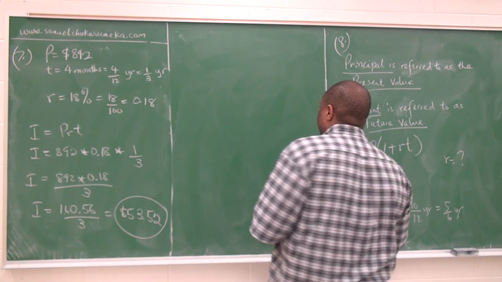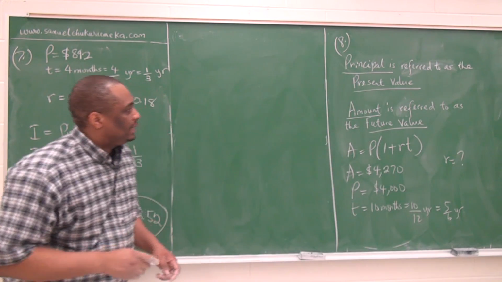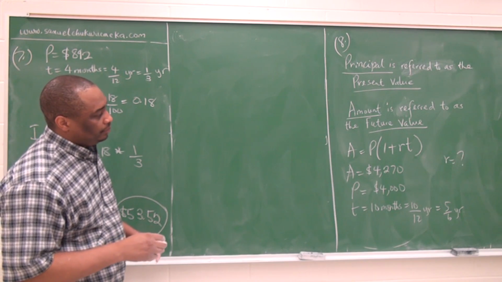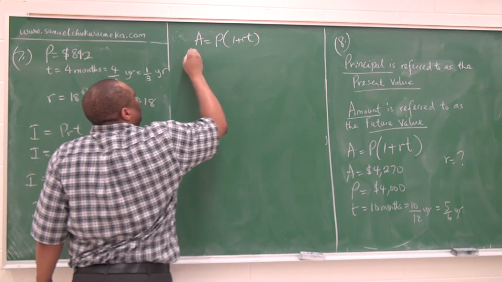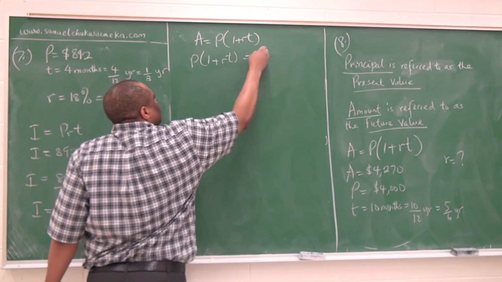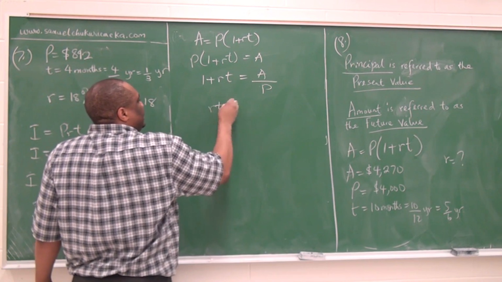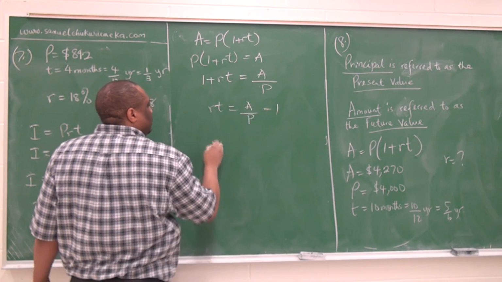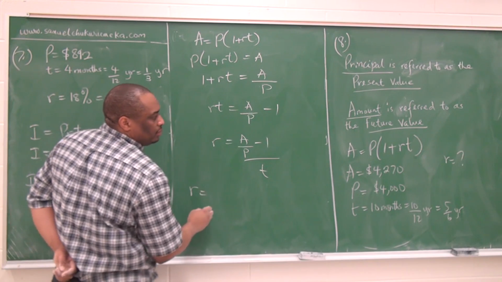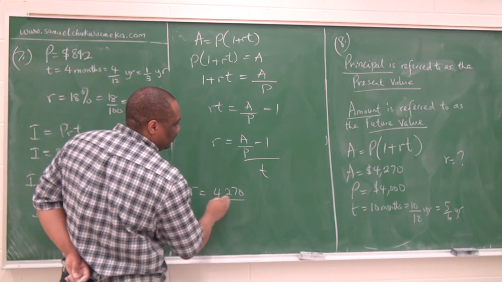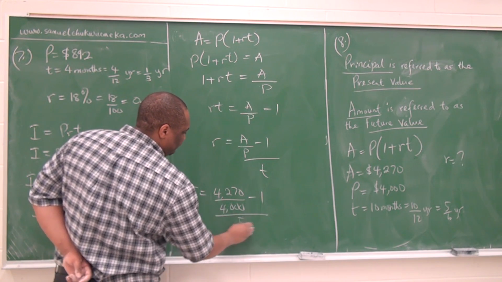So R. Okay, so now how did we go about doing this again? A is equal to P(1 + rt). So P(1 + rt) is equal to A. 1 + rt is equal to A divided by P. rt is A divided by P minus 1. R is A divided by P minus 1, over t. So R is equal to (4,270 over 4,000 minus 1) all over 5 over 6.